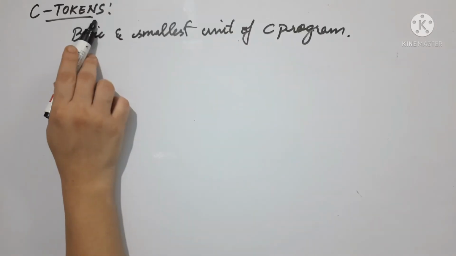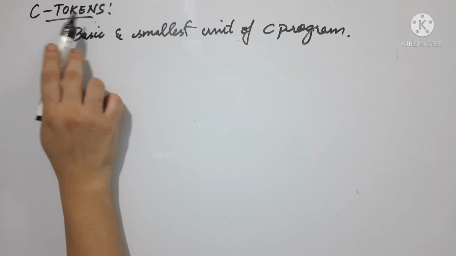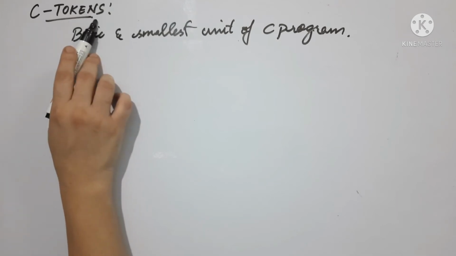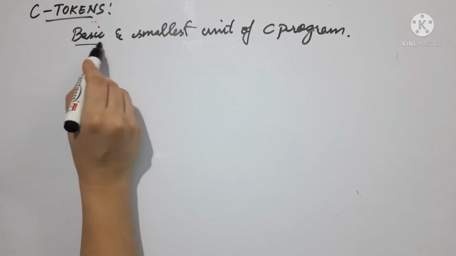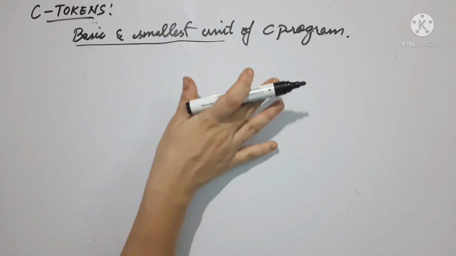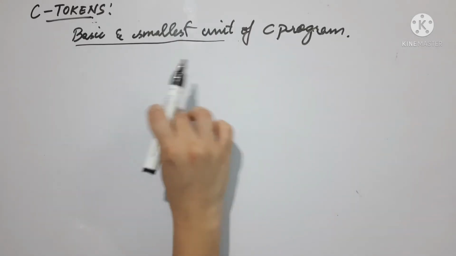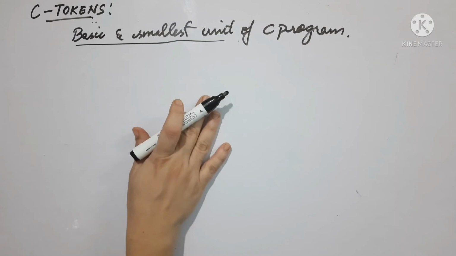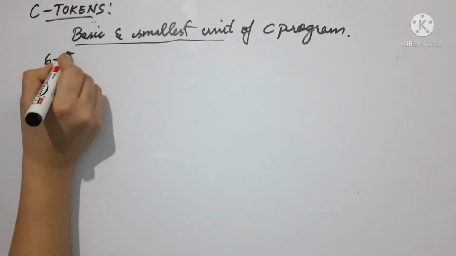This is a very important topic and it is almost always asked in theory papers: explain different types of C tokens. Basically, a C token is defined as the basic and smallest unit of a C program. Whenever you have an entire C program, all the small parts belong to these C tokens. In C tokens we have 6 types.